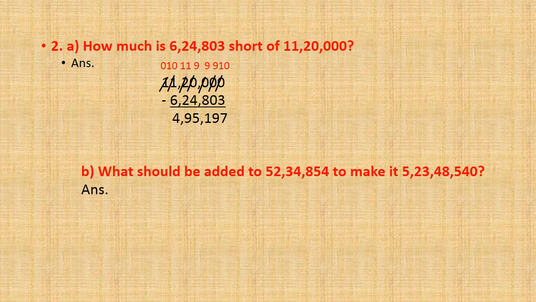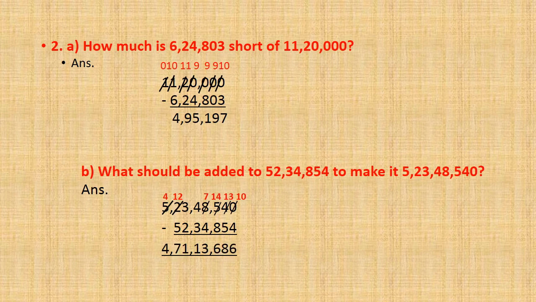Part B. What should be added to 52,34,854 to make it 5,23,48,540? So for this we will subtract 52,34,854 from 5,23,48,540. So it will be 4,71,13,686.